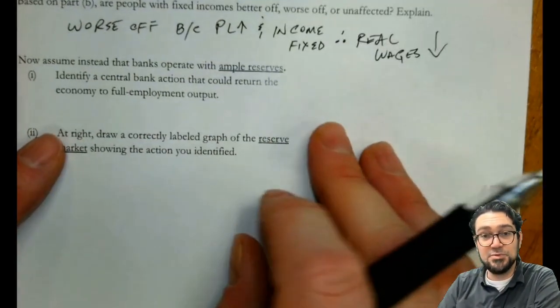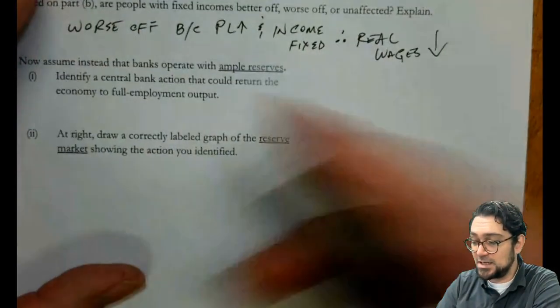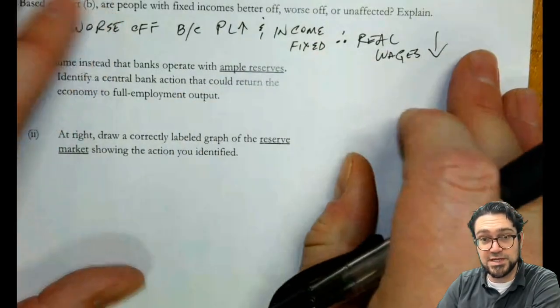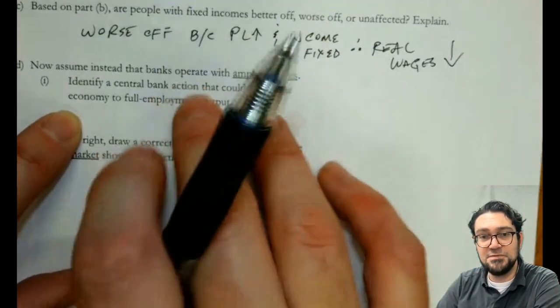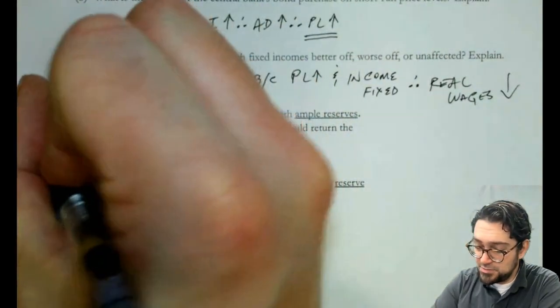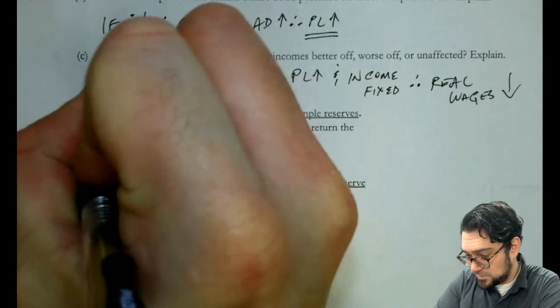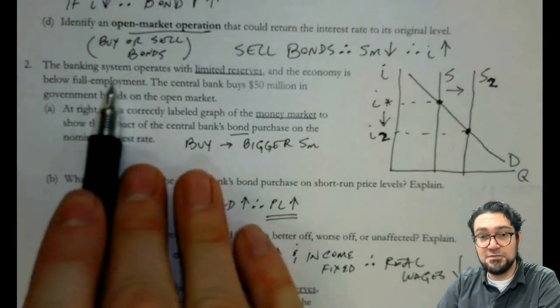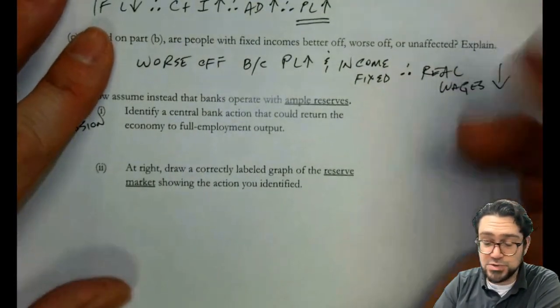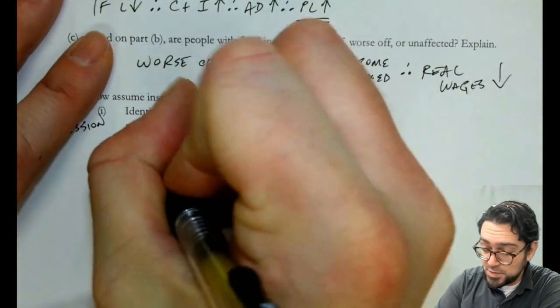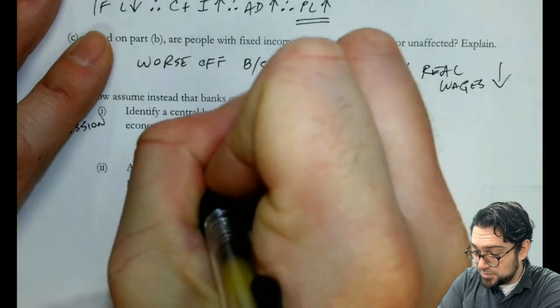Assume instead that banks operate with ample reserves. In that context, we're going to be having a reserve market. We'll draw that in a moment. But how could they return the economy to full employment output here? Well, remember, we're in a recession, as we're below full employment. So what would be the tool that we would use? This is coming from 8.3. We would want to lower administered rates.